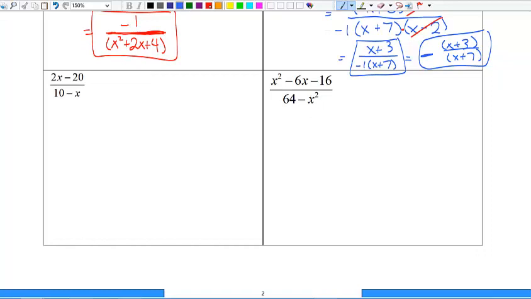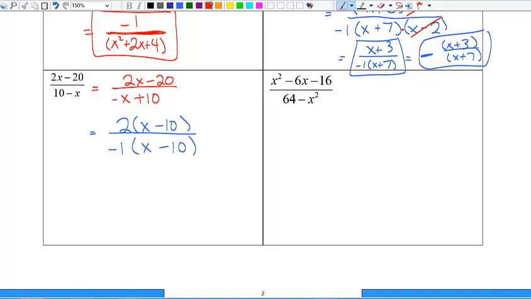On the next example, we have a 10 minus x in the denominator that is in the wrong order. So we need to reorder that to make it -x plus 10 in the denominator. In the numerator, it's already in standard form, 2x minus 20, so that should work. When I factor, I'm factoring out a GCF of 2. In the denominator, I'm factoring out a GCF of -1.